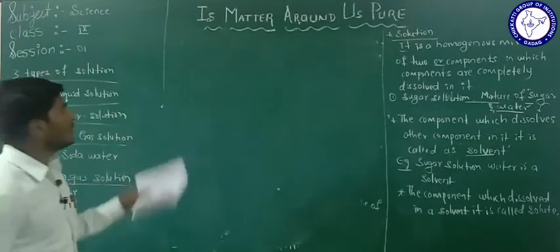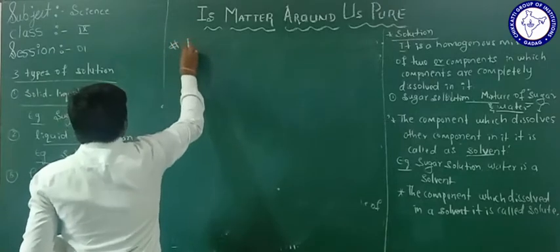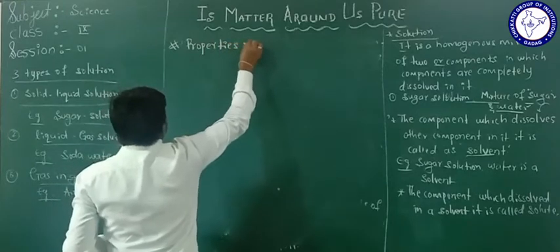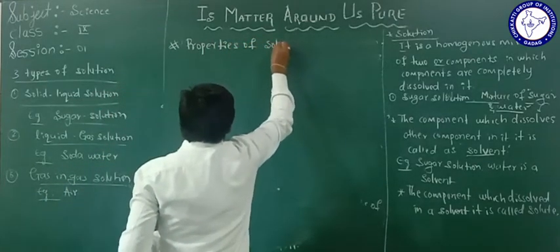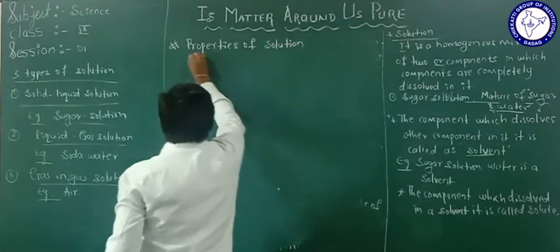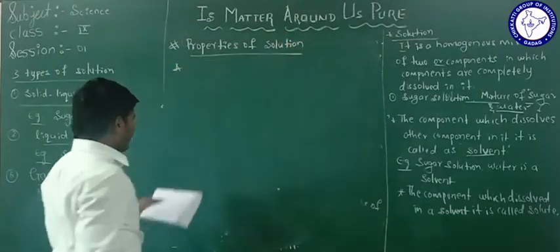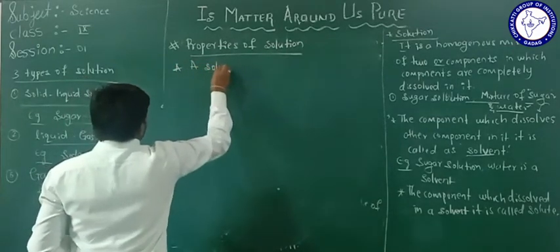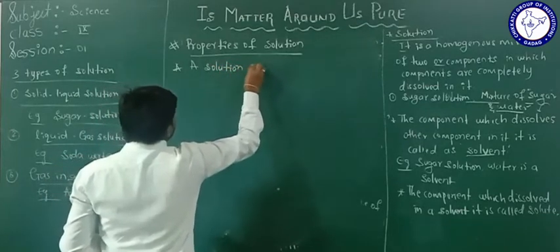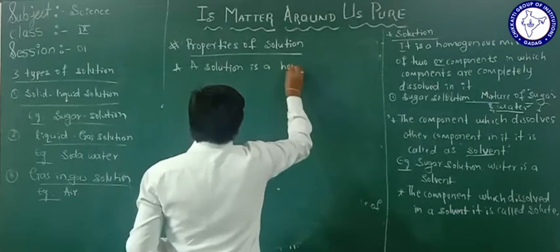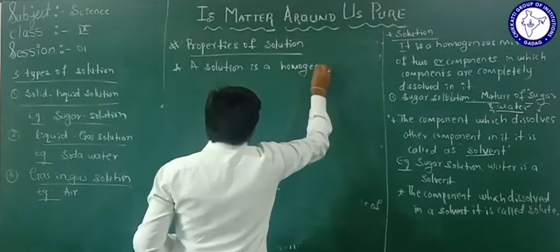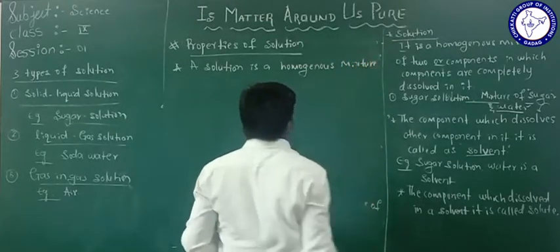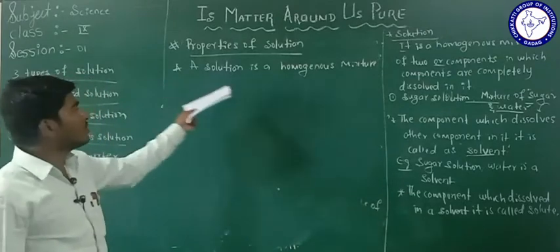Then what are the properties of the solution here? See the properties of the solution. First property. What is the first property? A solution is a homogeneous mixture. So the first property of the solution is that it is a homogeneous mixture.